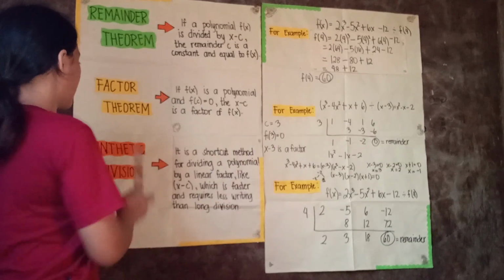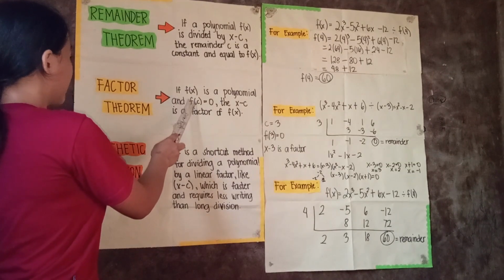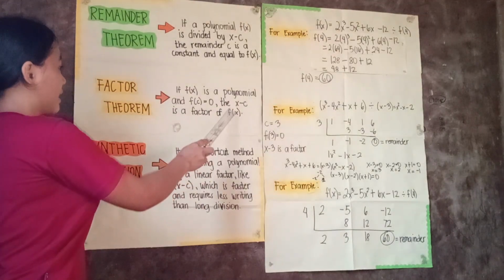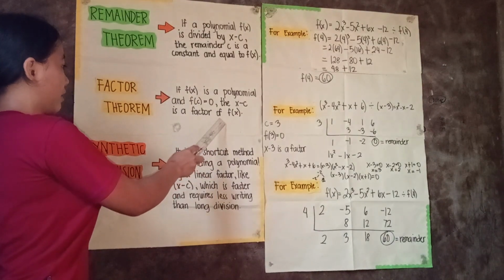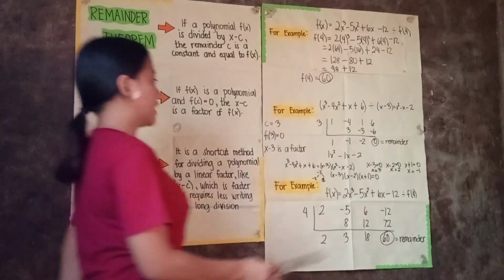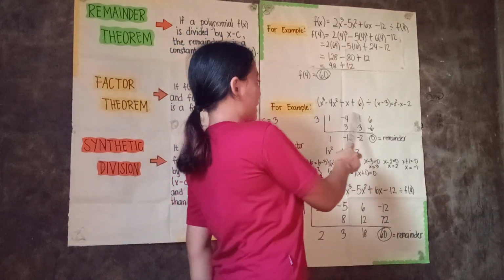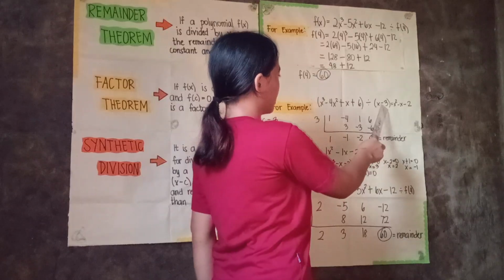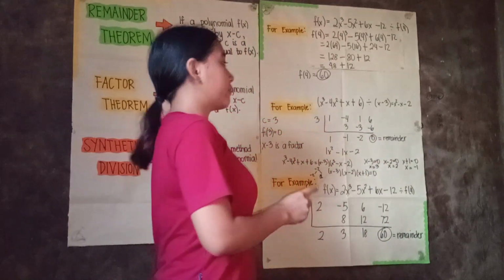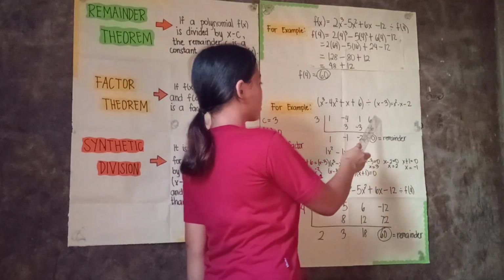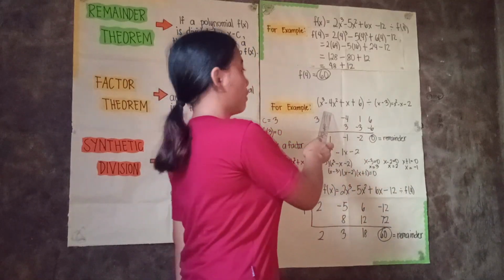So next we have the factor theorem. If f of x is a polynomial and f of c is equal to 0, then x minus c is a factor of f of x. So I have here an example: x cubed minus 4x squared plus x plus 6 divided by x minus 3. So we will check if x minus 3 is a factor of this polynomial.